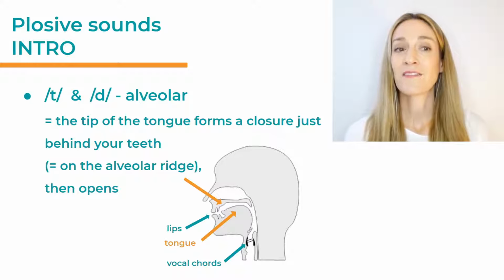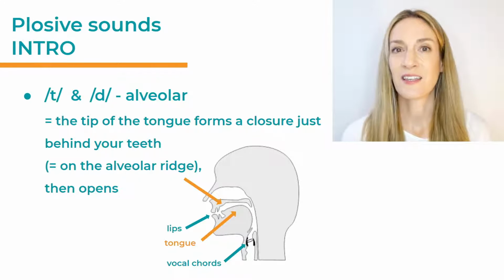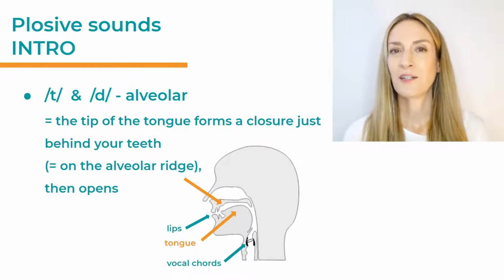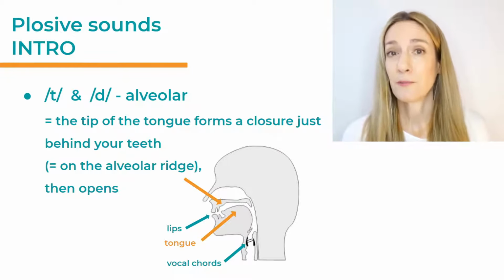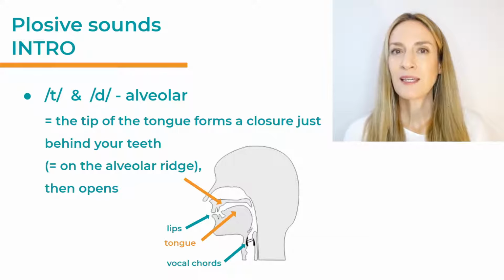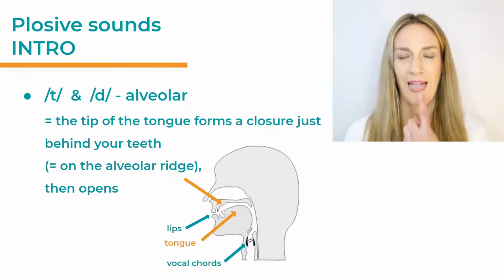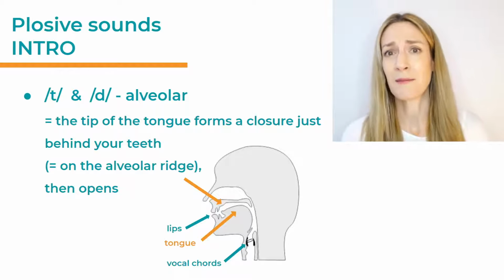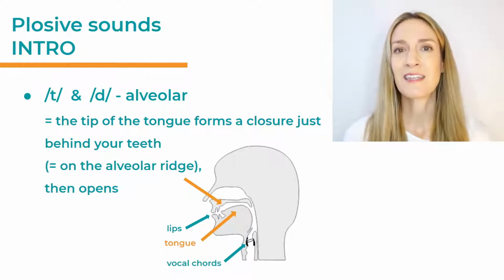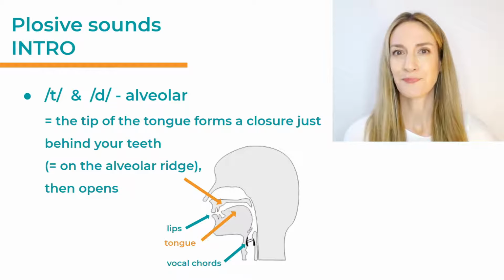Next up, we have t and d, and these are called alveolar. Now that is a bit of a funny word. Maybe you have never heard it before. Now that really means that the tip of our tongue is involved. We have the tip and the blade and the middle part and the end, but here the tip of the tongue is involved in forming the sound.